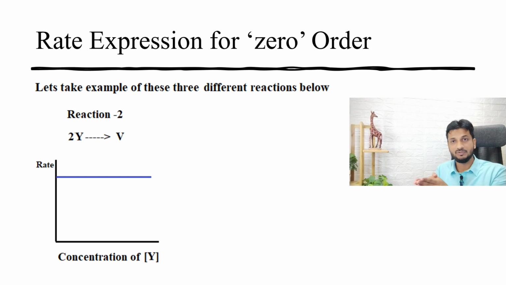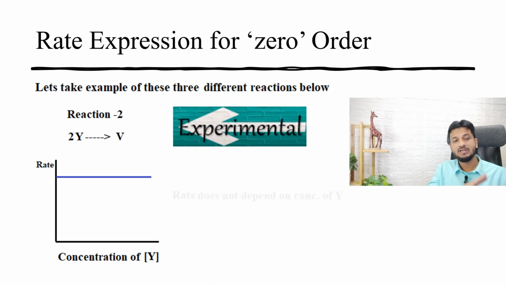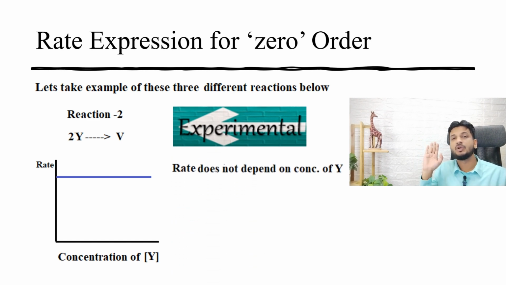One experiment was performed and the graph was plotted for the dependence of rate on concentration. And surprisingly, the graph was a straight line, parallel to the x-axis. What does that mean, guys? That means in this particular reaction, the rate does not depend on the concentration of Y. Even if Y decreases during the reaction, the rate will not decrease. So then we do not have proportionality here.